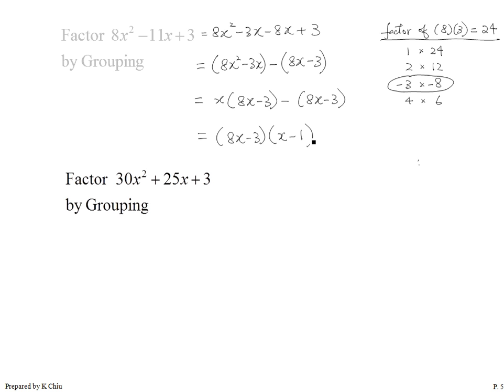All right, let's try out this. Factor 30x squared plus 25x plus 3 by grouping. So what do I need to consider? I need to take a look at the factors of what? 30 times 3. What is that? What is 30 times 3? 90.